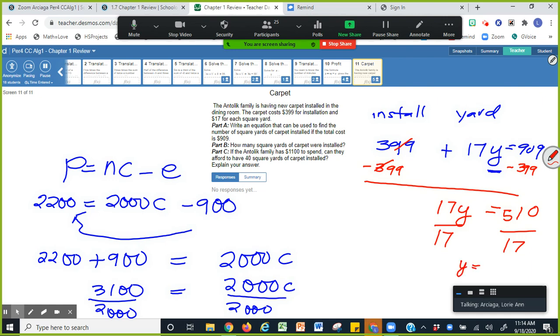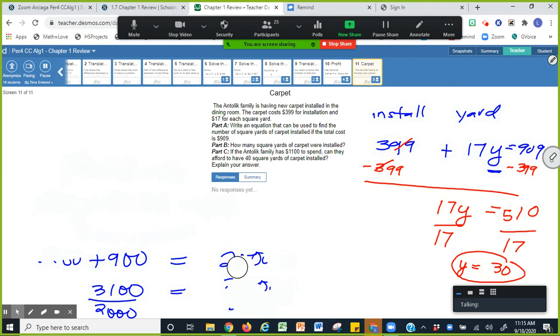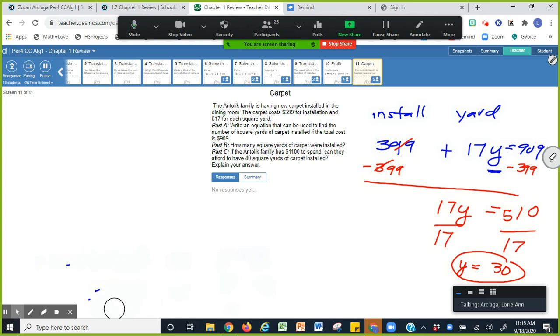So y is equal to, I think it's 30, right? Okay, 7 times 3 is 21, 32. Yeah, 1 times 3 plus 2 is 5. Yes, so y is equal to 30 square yards, right? Okay, but there's a follow-up question. The follow-up question is, what if the Antulik family has 1,100 to spend? Can they afford to have 40 square yards of carpet installed?